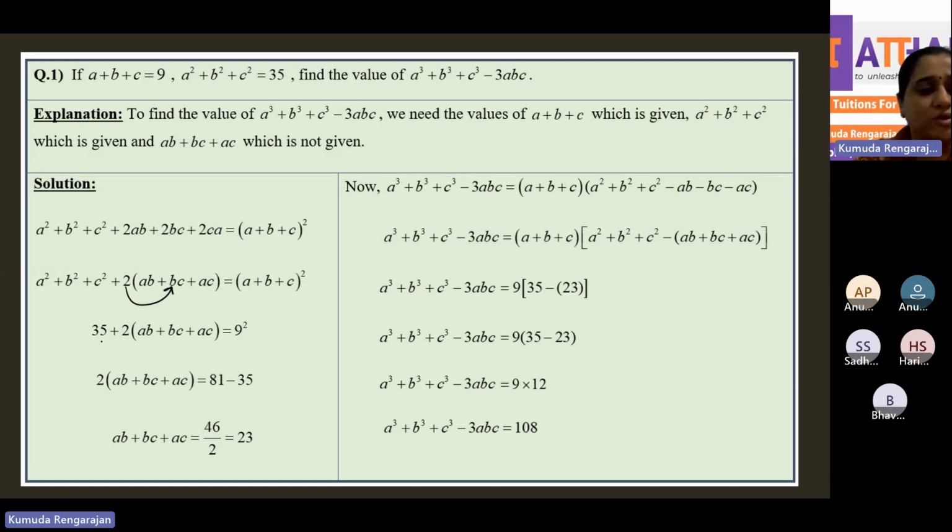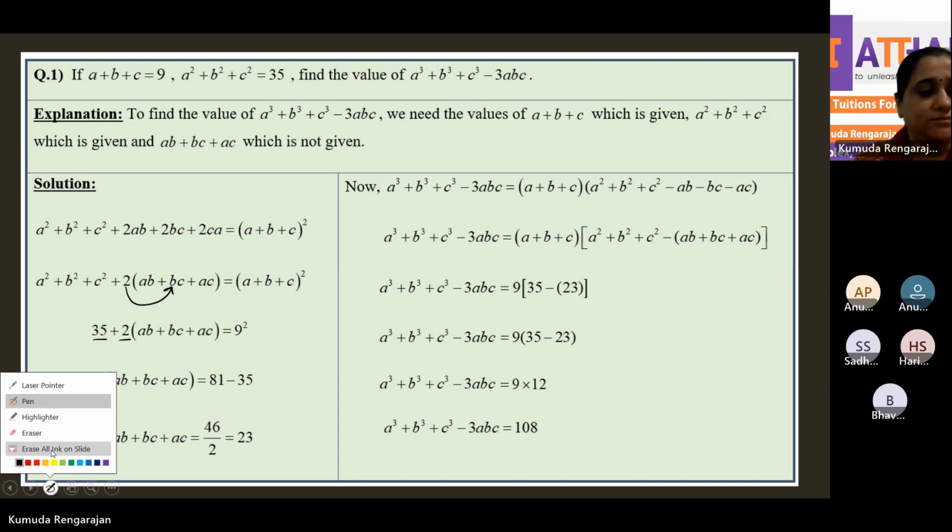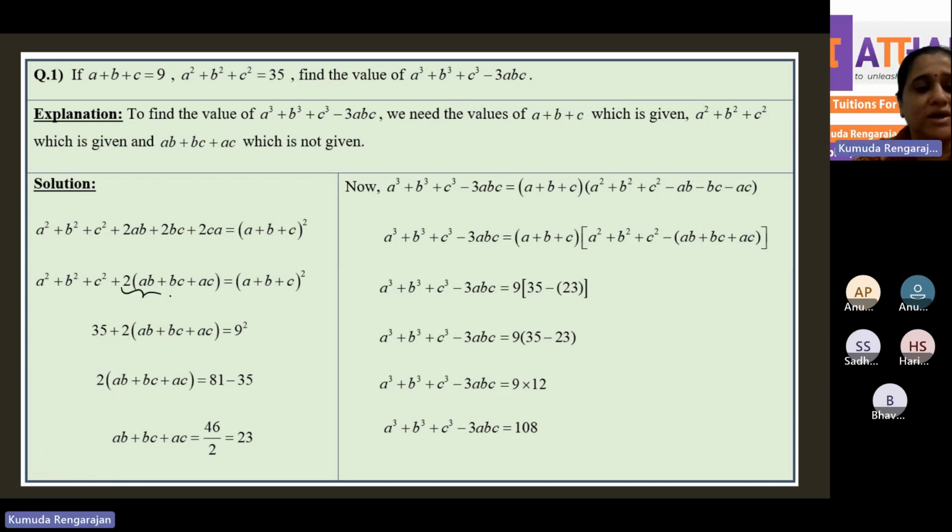So after substituting, don't do 35 plus 2, 37. No. This is one expression. 2 into AB plus BC plus AC is one expression. So this plus 35 goes to the other side as minus 35. So you get 46.